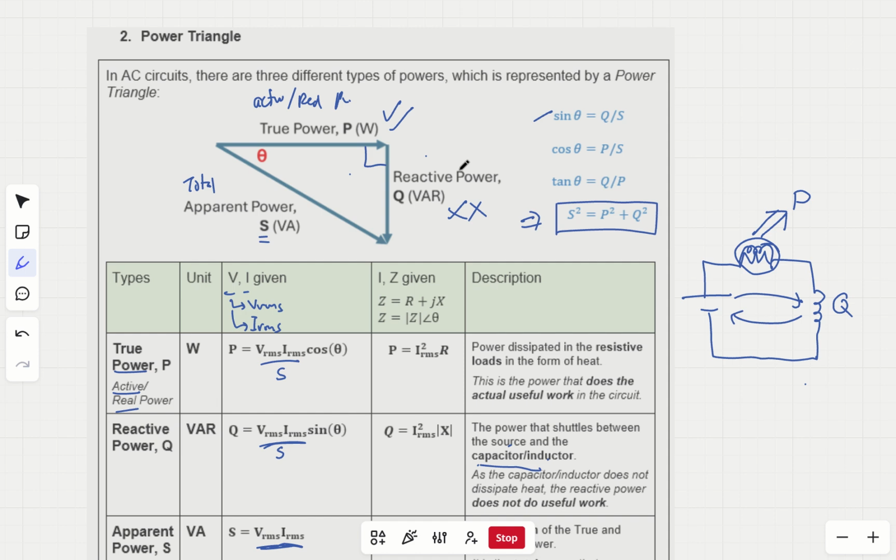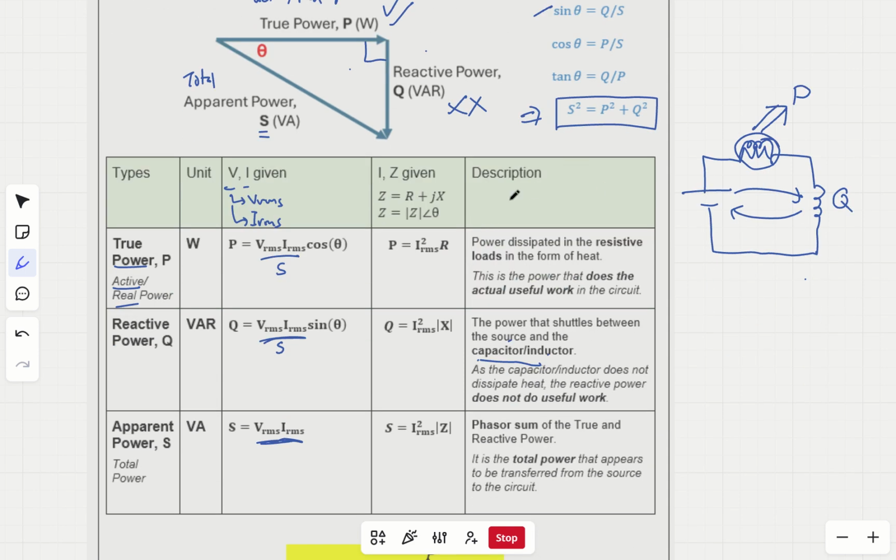Okay, in a circuit, if your current is given and your impedance is given, you can also find all the three powers using these equations. Okay, we will see this in the example of the questions later.